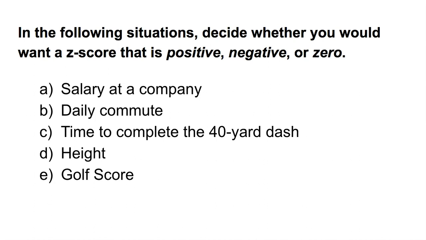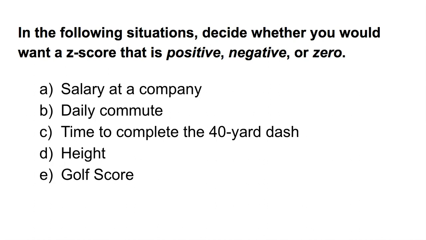The time to complete the 40-yard dash, you would want a negative z-score. If the average is 8 seconds and you want to be faster, you would actually need a negative z-score to be faster than average.